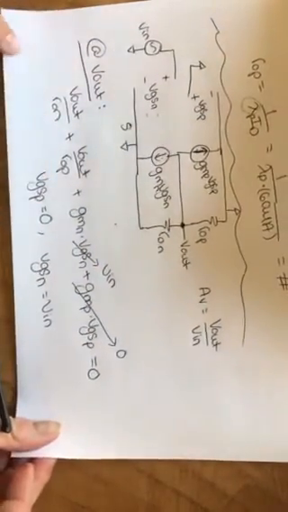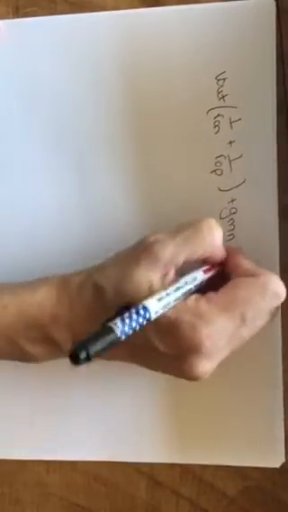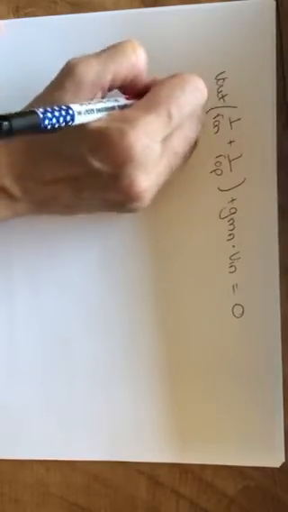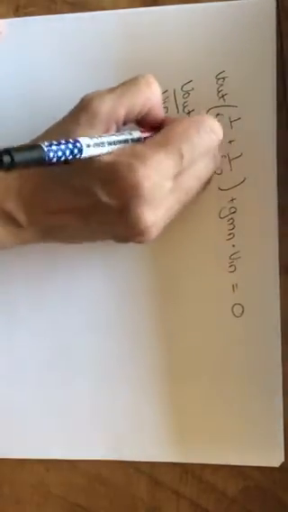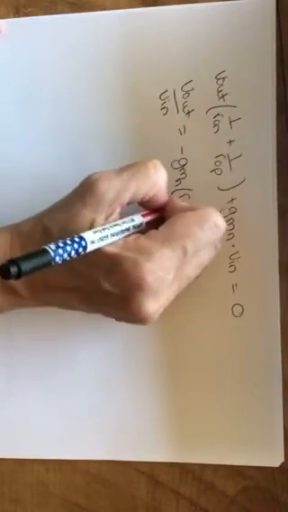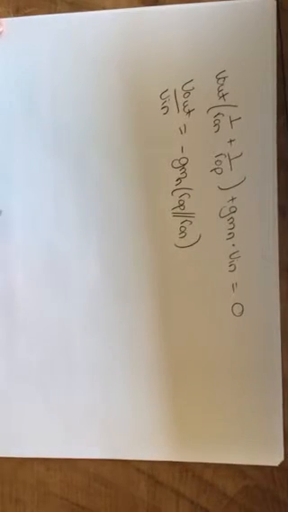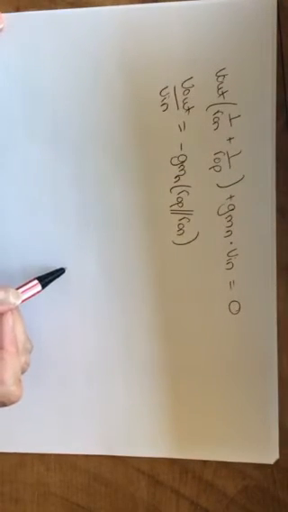Now I can solve for Vout over Vn. Rewriting that equation: Vout times (1 over r naught N plus 1 over r naught P) plus gmN times Vn equals 0. So Vout over Vn, which is my small signal gain, is equal to minus gm of the NMOS times r naught P in parallel with r naught N. That's what I will come up with when I rearrange these terms.